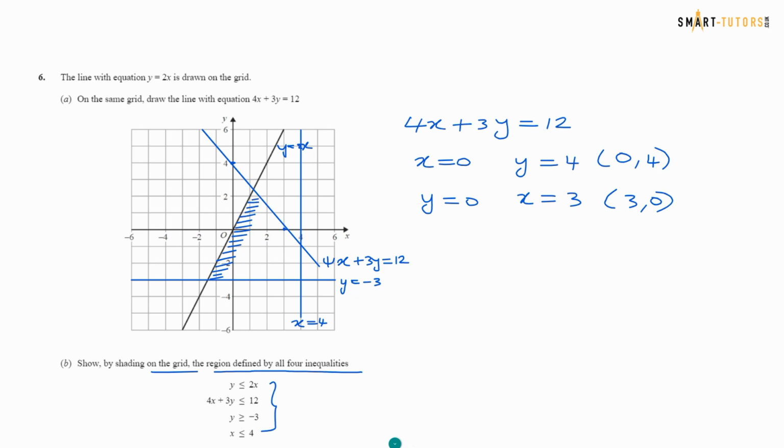Now the next one, 4x plus 3y less than or equal to 12. Always look at the 3y. The y is pointing to the pointer, that means smaller. Smaller means below the graph. So this is the blue line, and below it is the shading.